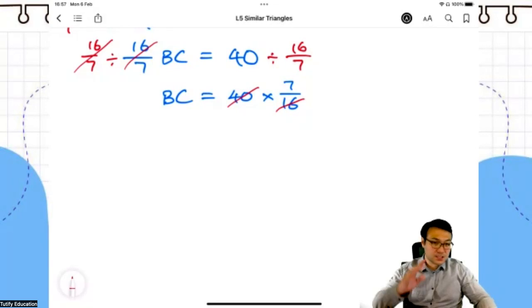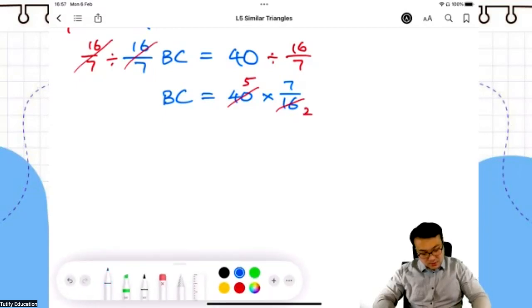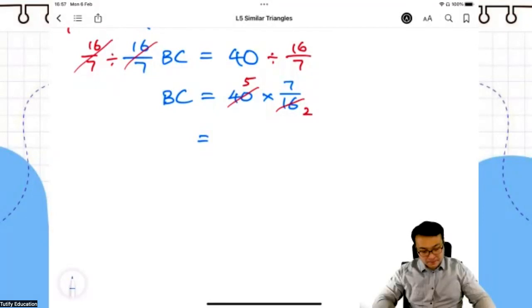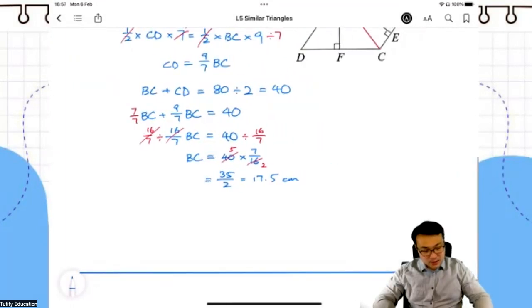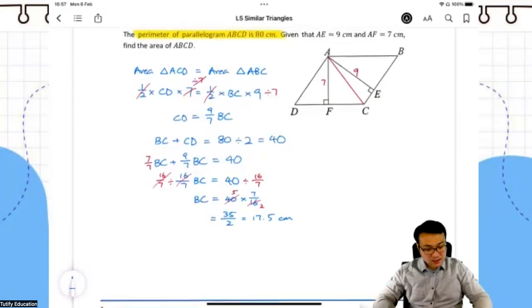Okay, can we just skip to 8? Okay, sure. 40 divided by 8, what do we get? 40 divided by 8 equals 5. And then 16 divided by 8 equals 2. Okay. So can you give me the final answer? 35/2. Yes, correct. Now that will give us 17.5 cm. So now we managed to find the length of BC.